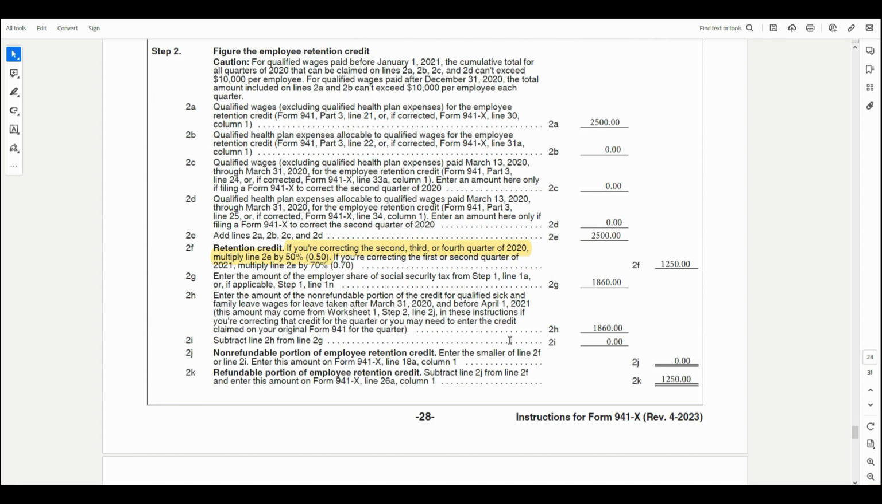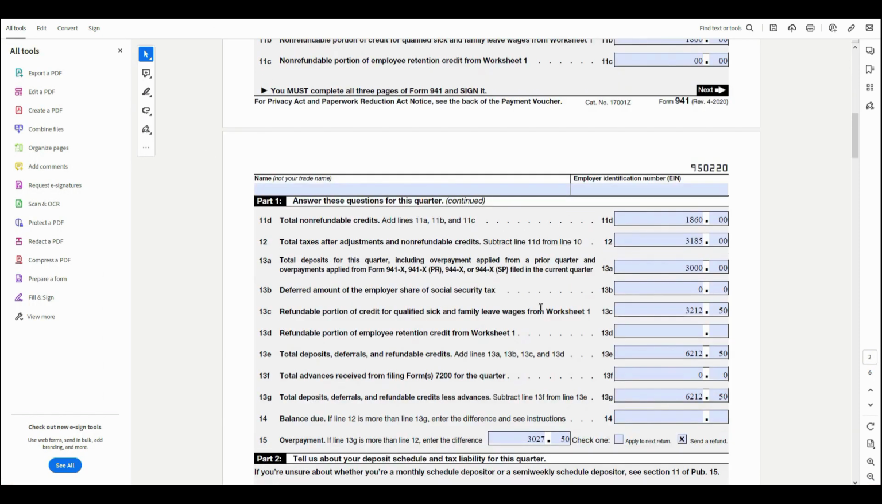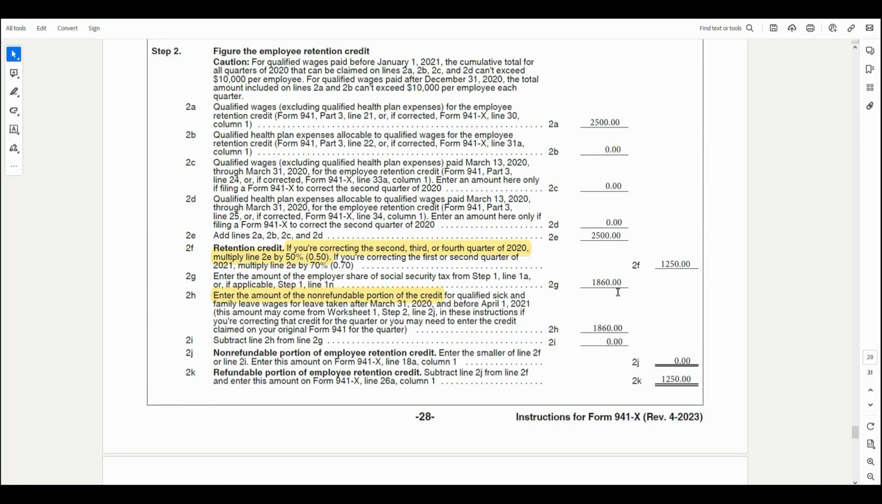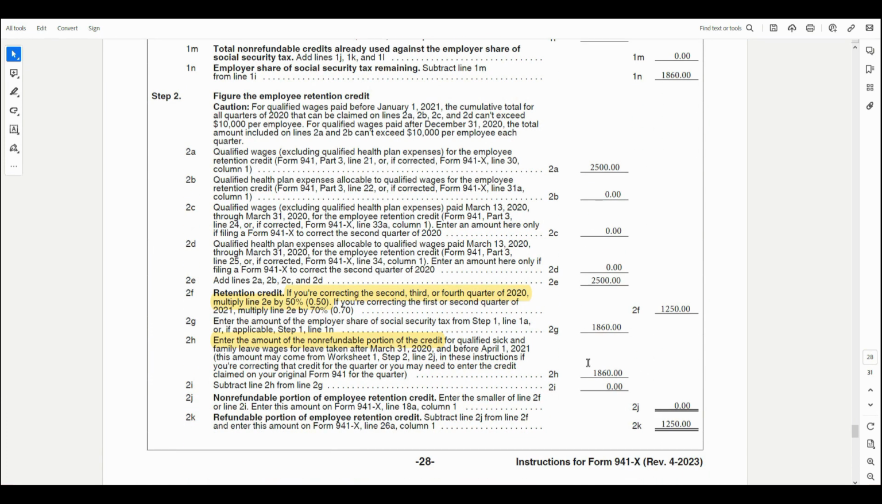So here, we have the amount that we already used, the amount of the non-refundable portion of the credit. Remember, we claimed that when we originally filed the 941, and so we have that total non-refundable credits right there. You include it here so that it offsets the tax liability created by the Social Security tax. It's essentially reduced to 0 because it's already been paid through the other credit. So subtract line 2H from line 2G, we get 0.